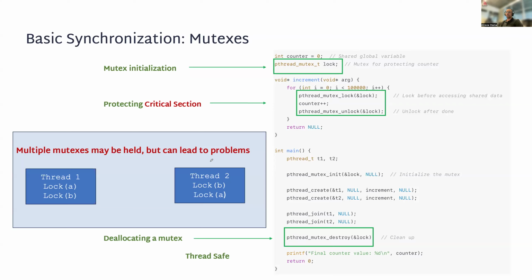Okay. Now I give you a scenario. Usually you can create multiple locks or multiple mutex locks, right? So in this scenario, for example, assume thread 1 locks A and then locks B, and thread 2 locks B and then locks A. So what's the situation here?